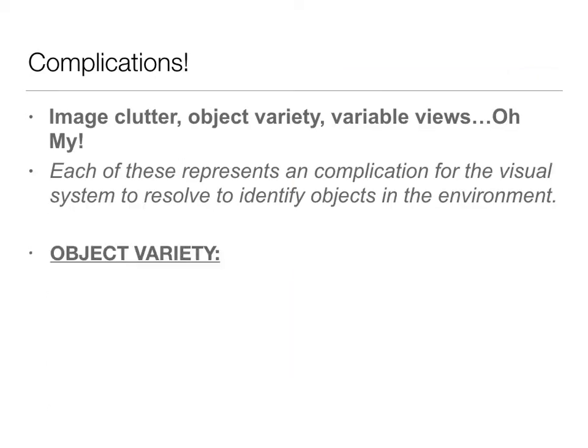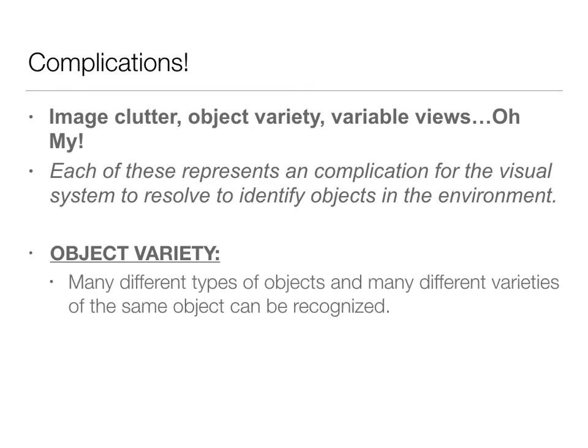So next let's talk about object variety. In that image you just saw, there was a whole bunch of different types of objects, and there's different varieties of the same object. So when I say, my phone's on my desk in this kind of image clutter, well, what kind of phone am I talking about? Am I talking about a cell phone? Am I talking about a smartphone? Am I talking about a flip phone? Am I talking about a rotary dial? Am I talking about a cordless telephone? What kind of phone am I talking about? Yet you'll be able to recognize any of those objects as a phone, despite this object variety.